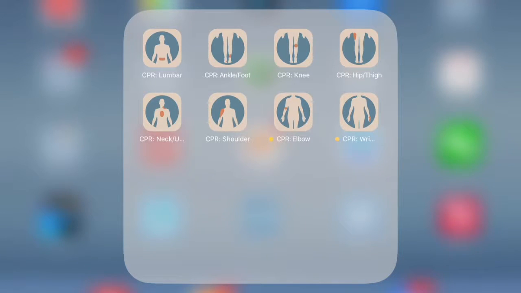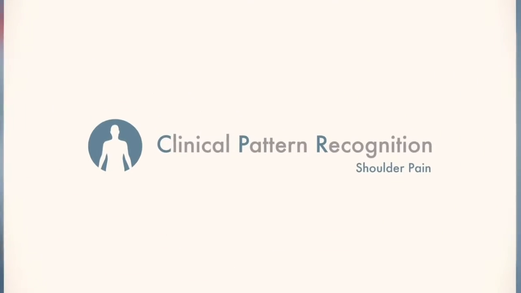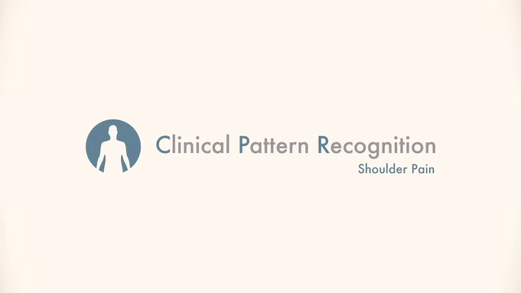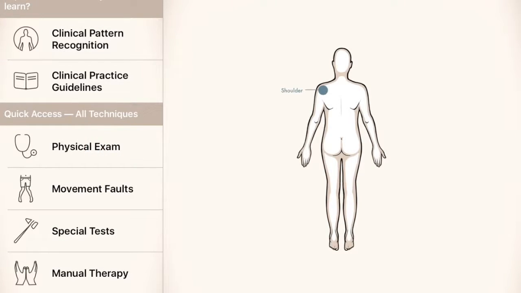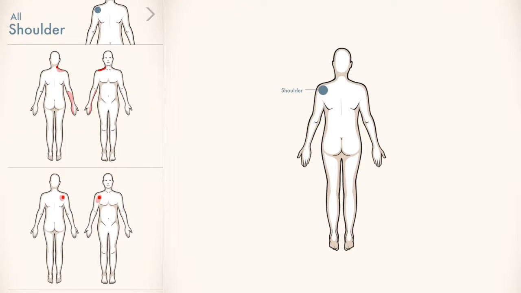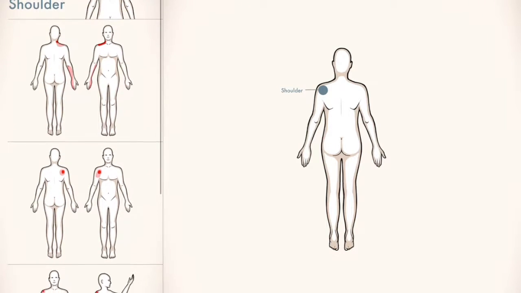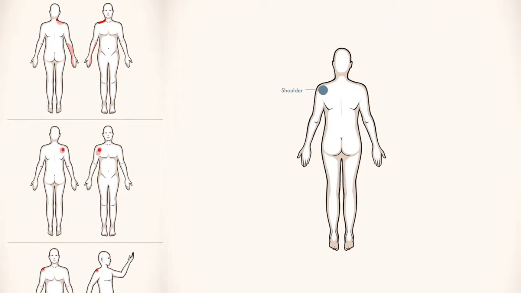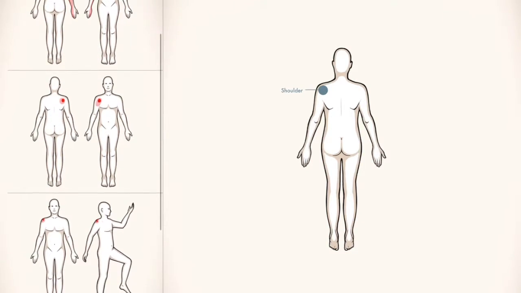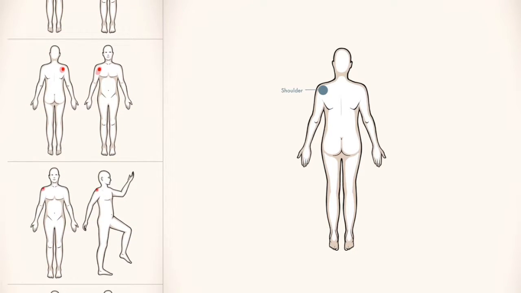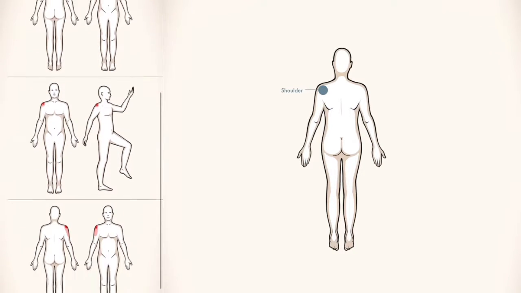Okay, so we are talking about shoulder the next few weeks. So we'll open up the Clinical Pattern Recognition Shoulder Pain app, and we are going to look at shoulder pain patterns, right? So you have some pain patterns that go into the arm. Some are in the anterior and posterior shoulder, deep inside.